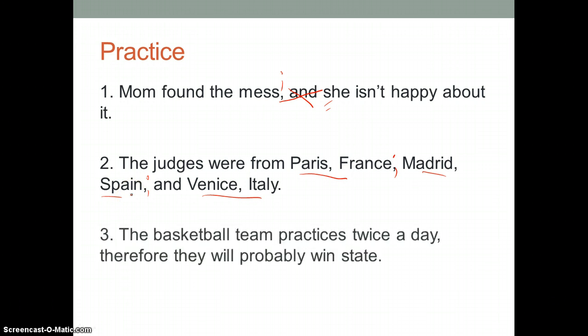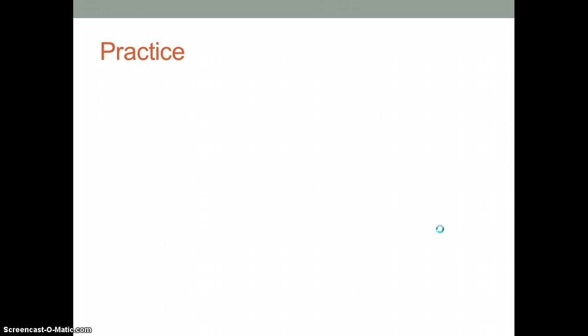Number 3, "The basketball team practices twice a day, therefore they will probably win state." This is a pretty common type of comma splice that we see. Students use therefore to join two independent clauses, but as we reviewed back with sentence errors, therefore is a conjunctive adverb and cannot join two independent clauses. So we'd want to just use a semicolon here to join those two. Again, we don't have to capitalize therefore after the semicolon. We can simply join the clauses as they are.